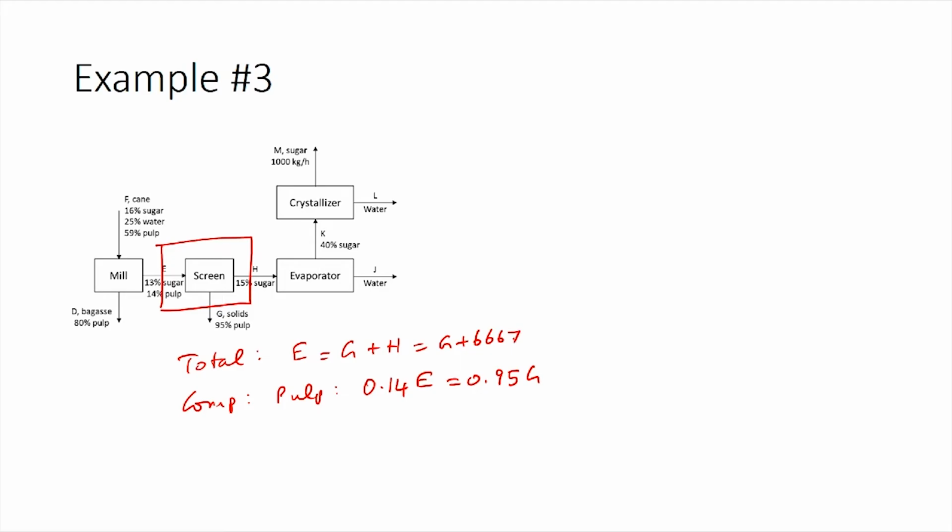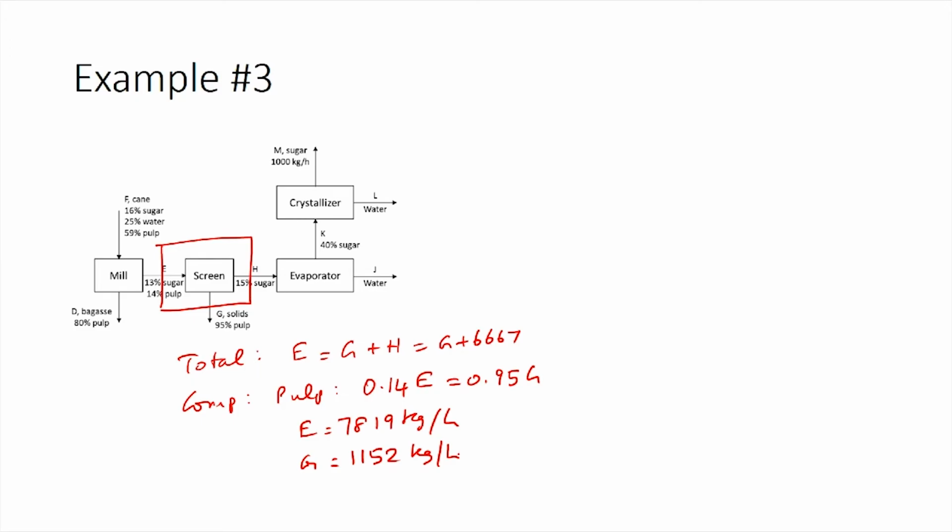You can solve for E and G and you would end up with E equals 7819 kilograms per hour and you will get G as 1152 kilograms per hour. Now that we have the mass flow rates, we are not done, because we need to know the composition of the solid stream G which is leaving the system. Unlike the other streams which we looked at till now, this particular stream has sugar, water and pulp together.